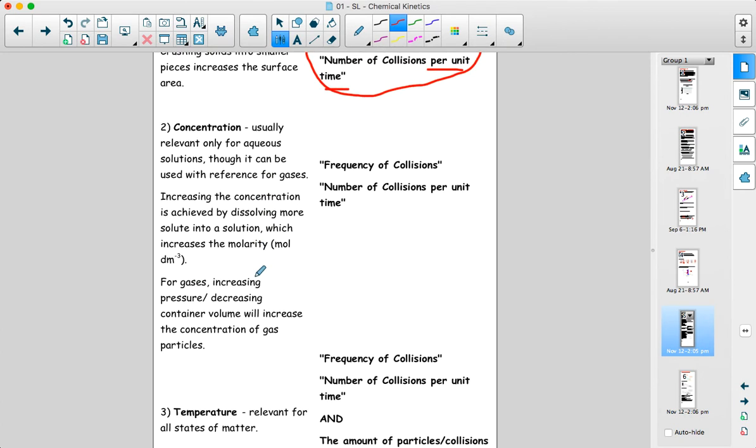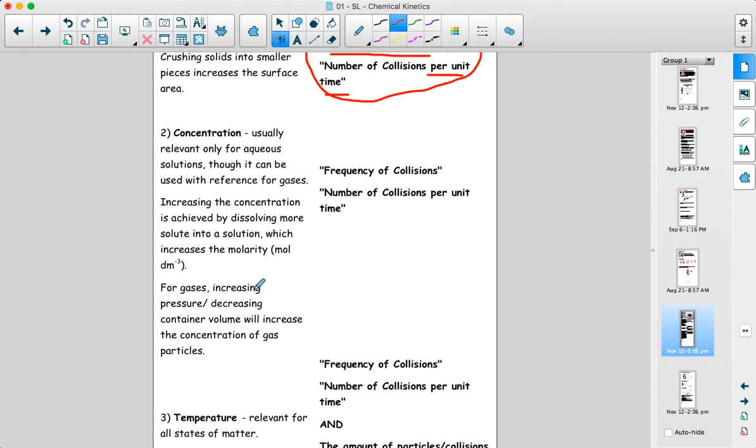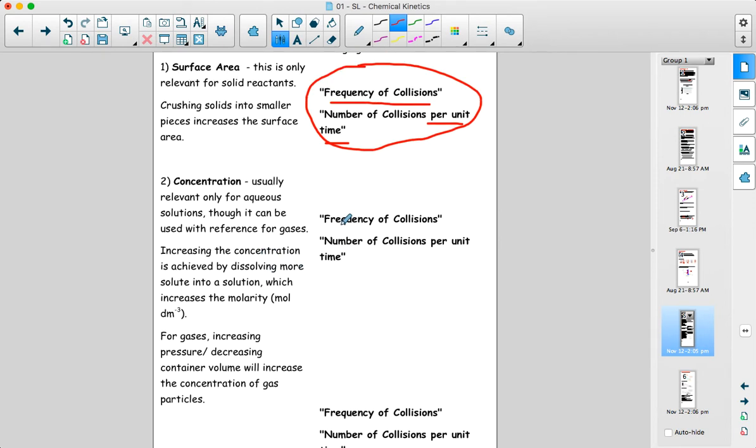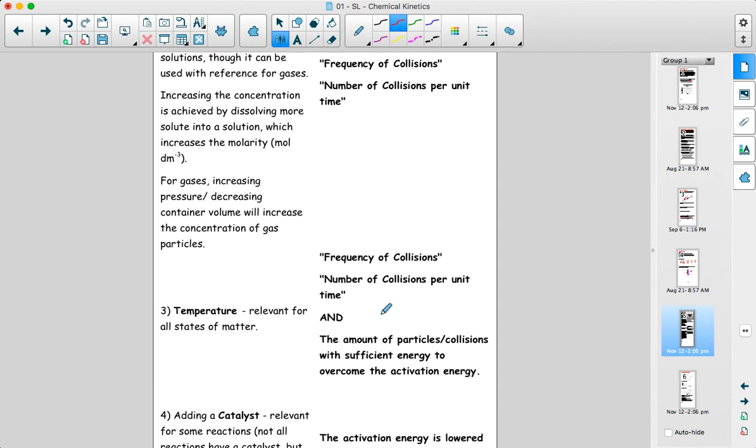Concentration is usually reserved for talking about aqueous solutions, talking about the molarity of a solution, but we can also talk about this for gases. And again, when we change the concentration, we are affecting the frequency of collisions. So by using a 2 molar solution instead of a 1 molar solution, there are more particles in the same amount of space. So they're just naturally going to bump into each other more often, which is why solutions that have higher concentration end up reacting more quickly than solutions that have low concentrations.